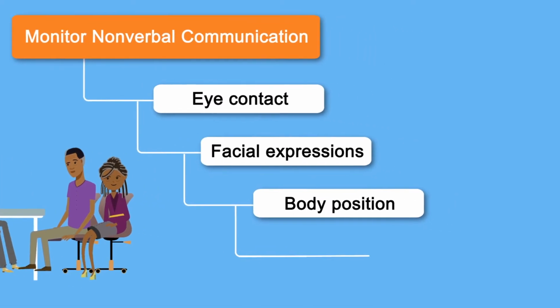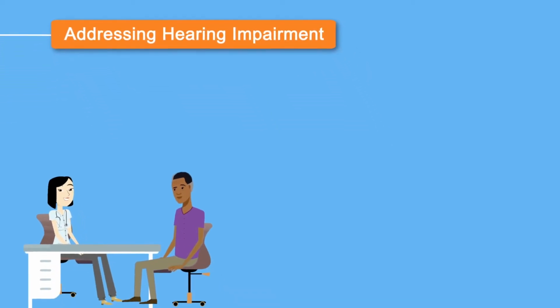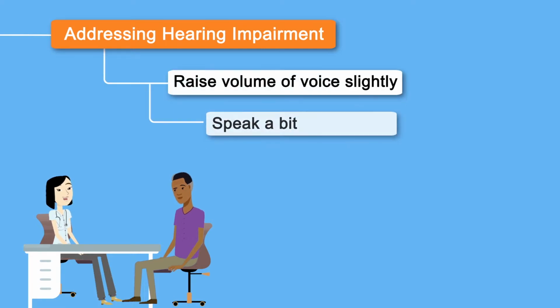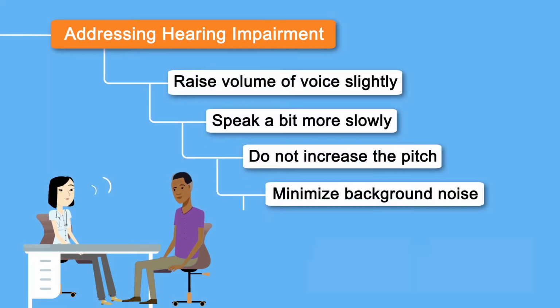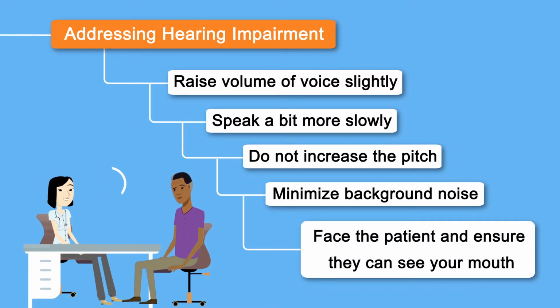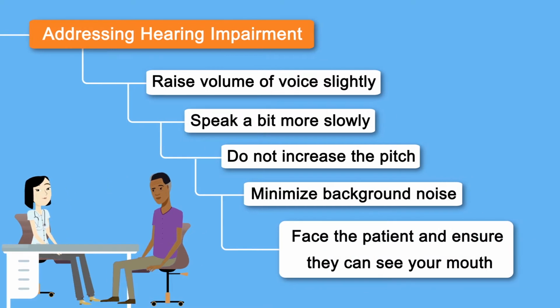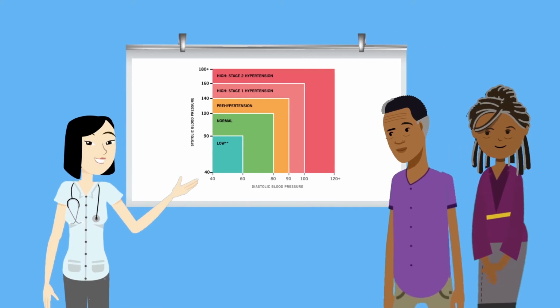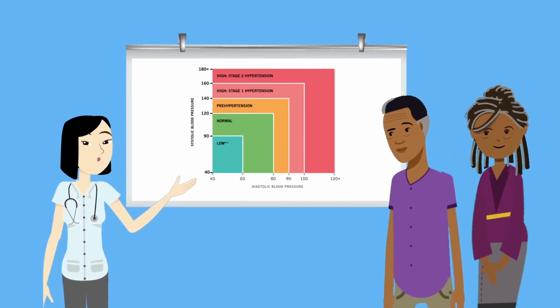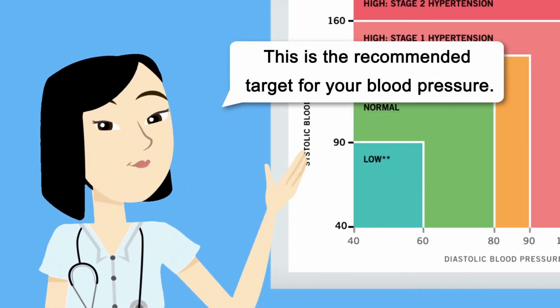Consider whether any adaptations are necessary to accommodate patients' special needs. For example, there are several strategies that you can use to effectively communicate with adults who have some hearing impairment. Slightly raising the volume of your voice and speaking a bit more slowly may be helpful. Use visual aids such as pictures and diagrams to help clarify and reinforce comprehension of key points.